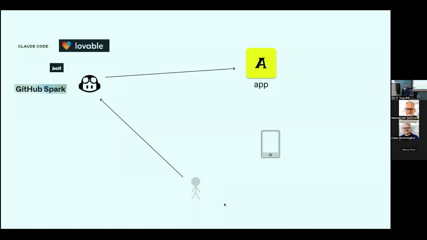We just have ordinary people or users who have a task, and they can just tell the computer or the AI, write me the app. And after some time, we get it.